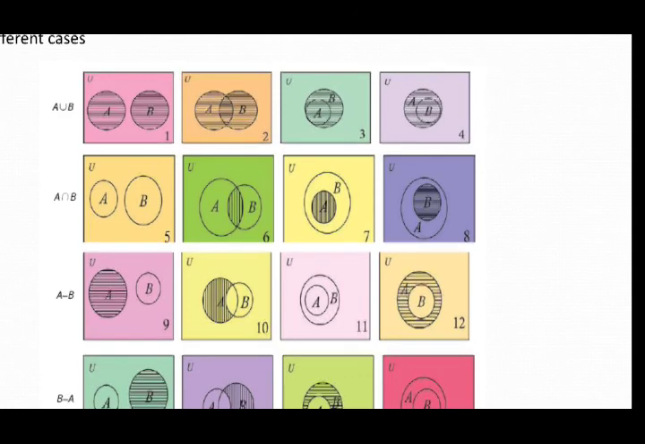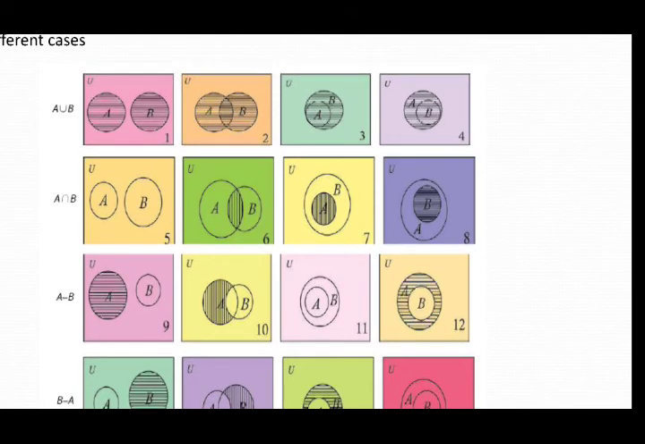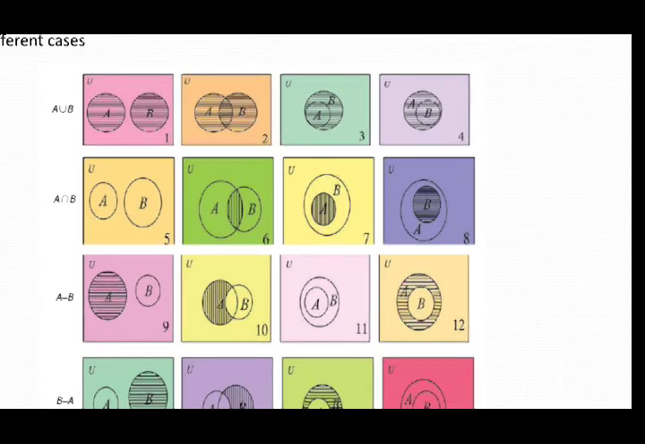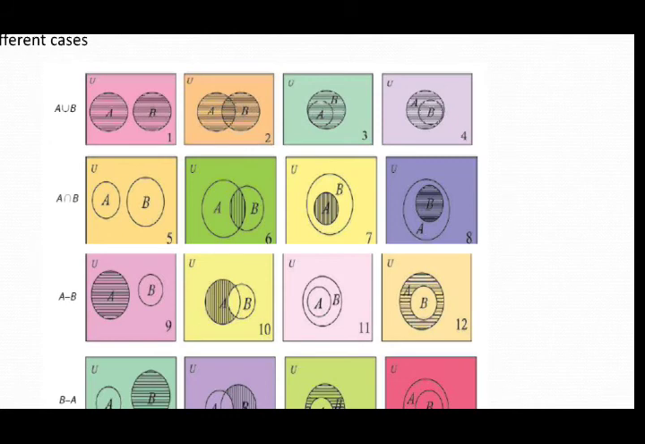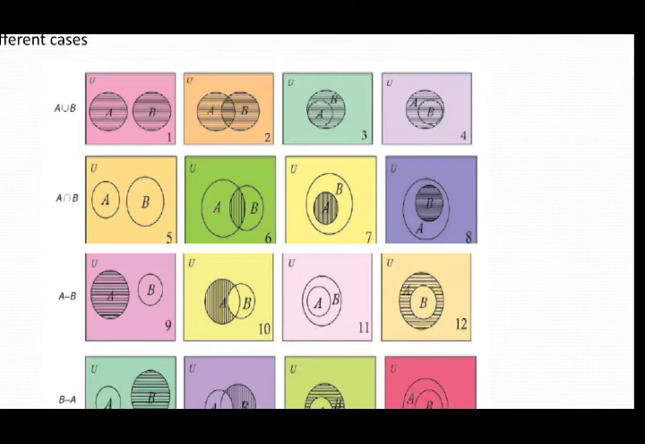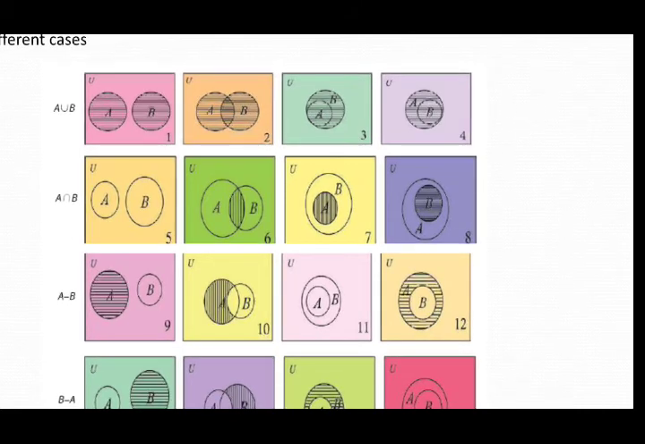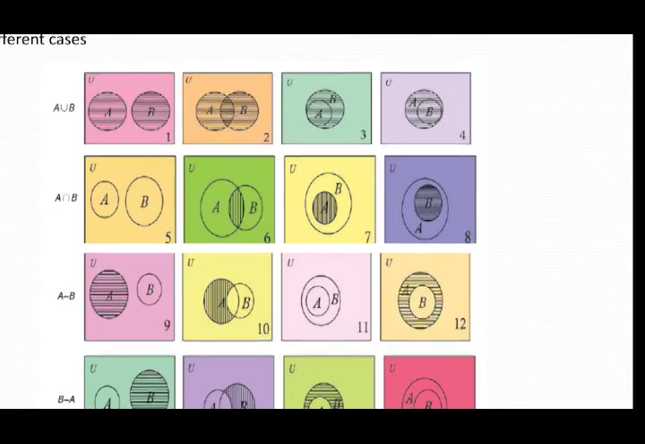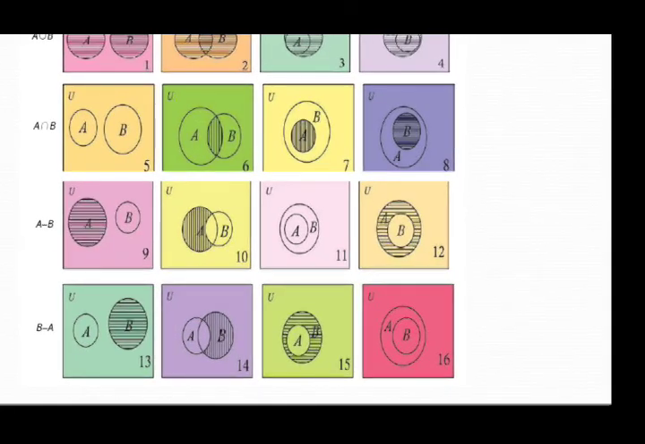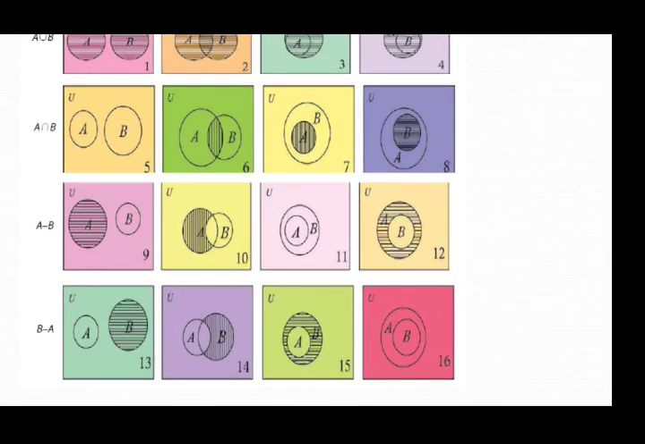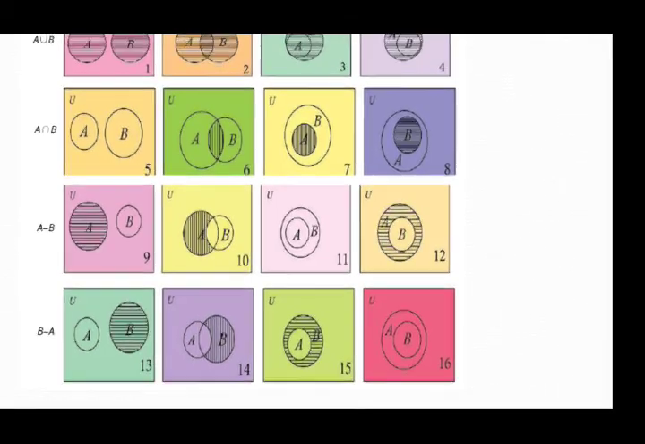And in the third line, A minus B means we eliminate elements of B, only shade elements of A. In the 10th and 11th box, you see A is a subset of B. It means there are no elements other than B in A. It means it contains no set, empty answer, and no shaded region. Also in the fourth line, B minus A, we shade B instead of A.